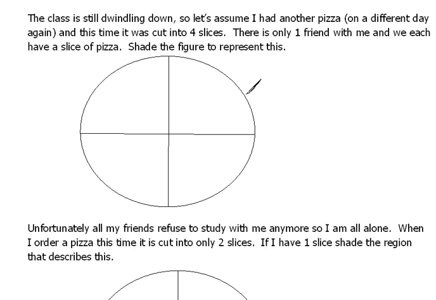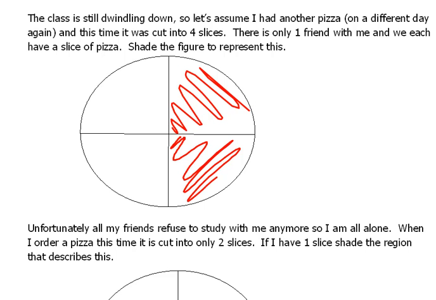Okay, so here we are again, another time to study, and our class is still dwindling down, so now it's just me and one other friend. So this time whenever we order pizza, we're each going to have 1 slice, but this time it's cut into 4 pieces. Here would be my friend's slice and here would be my slice. Again, doesn't that represent the exact same amount of the pizza as we had before? Sure it does. And this time, written as a fraction, this would be 2 out of those 4 slices, or 2/4.